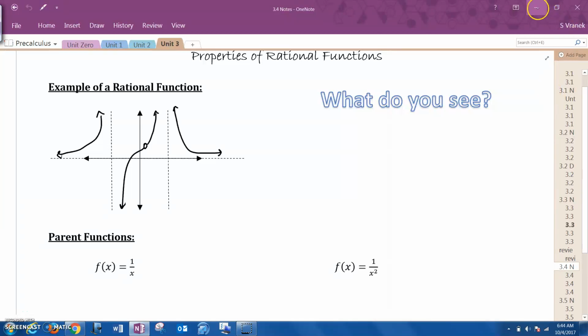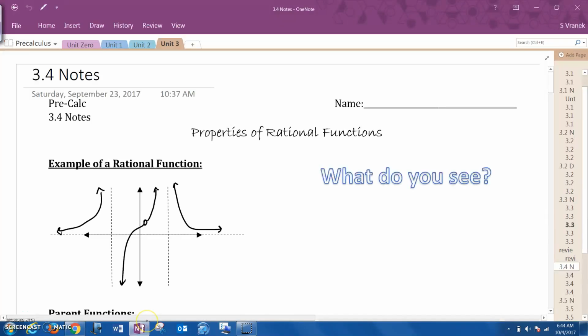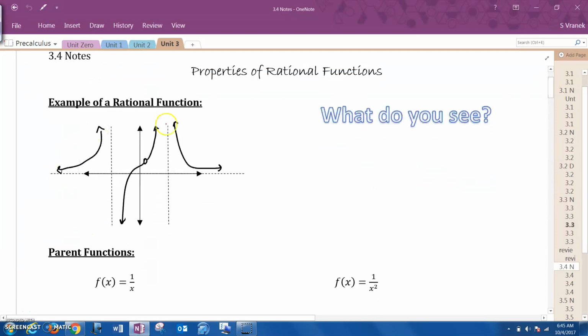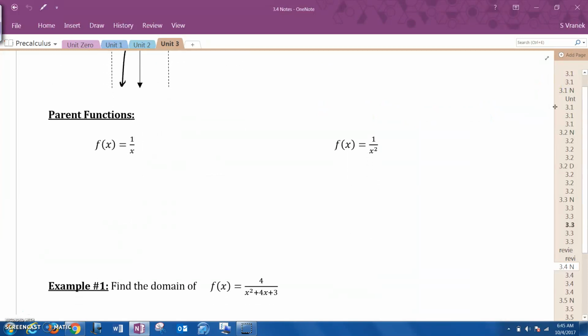All right, class, today we're doing properties of rational functions. I'm going to skip this part and go right to parent functions, but rational functions give you something that looks like this. You should have seen it before, so you should recognize some of the things in there. But let's talk about this parent function.